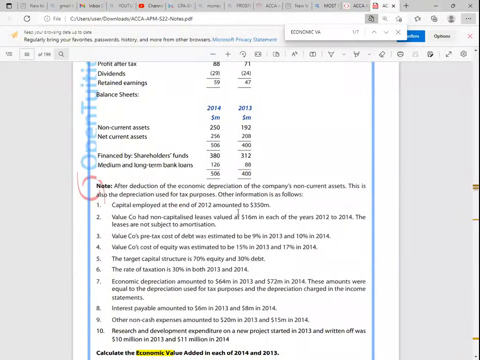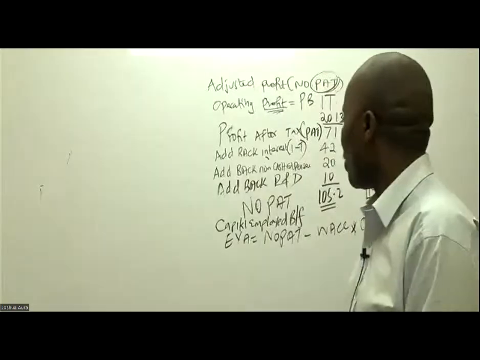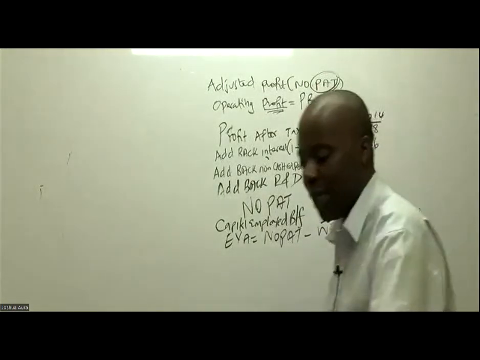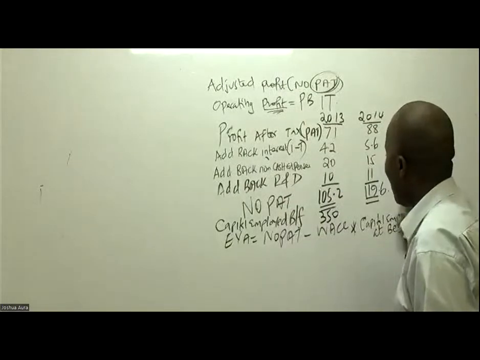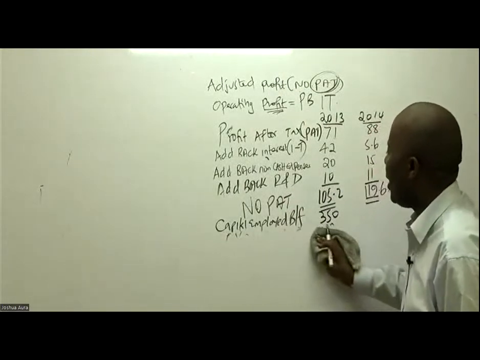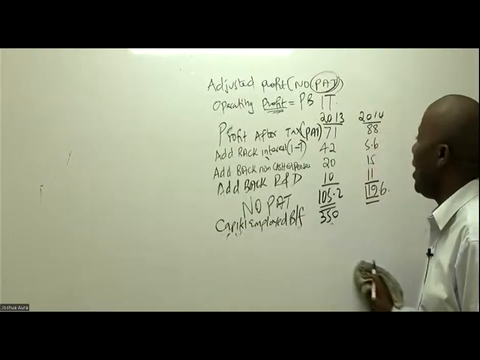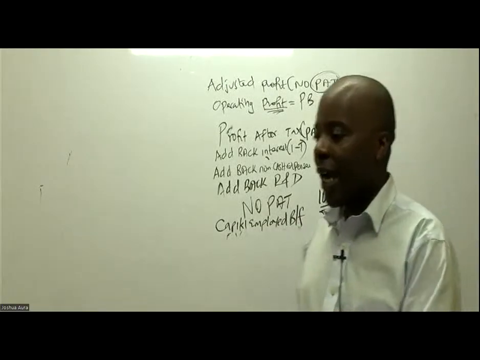They are telling me the capital employed, yes, which was brought forward here, capital employed at the end of 2012, which now is brought forward to the beginning of 2013 is 350. Thank you so much. So this is 350, like that. And then, ladies and gentlemen, we also have now the capital that was employed as at the beginning of 2014.